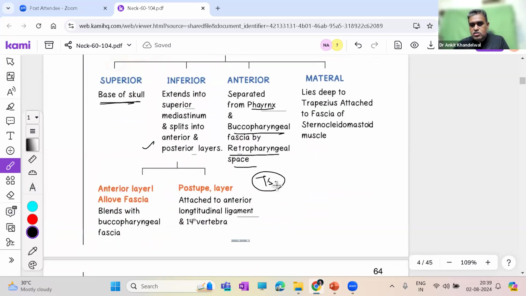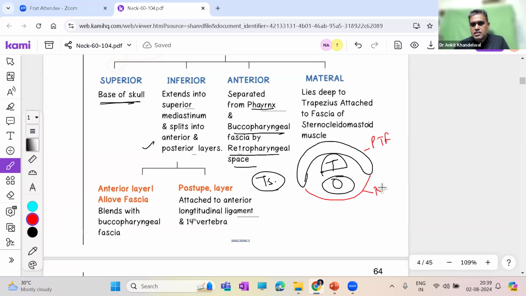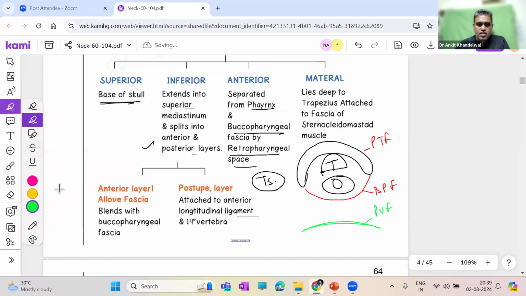Again, remember the transverse section of the neck. This was, imagine, the pretracheal fascia. This is the trachea, that is the esophagus. Then we said that this pretracheal fascia continues as what? Buccopharyngeal fascia. This is BPF. If you remember more, here we had one more fascia covering the prevertebral muscles, the prevertebral fascia. Now see over here, what will this space be called?